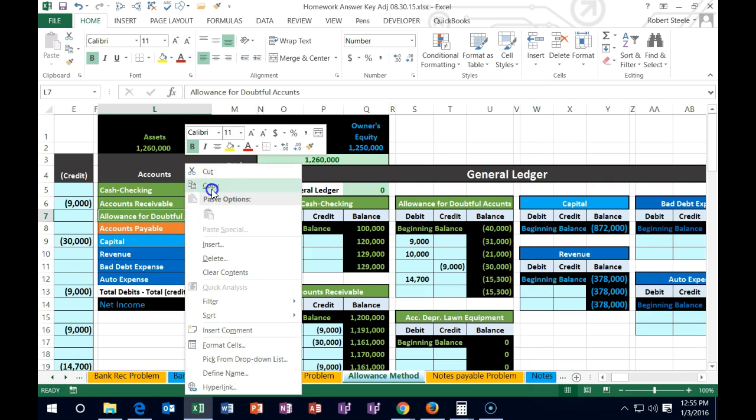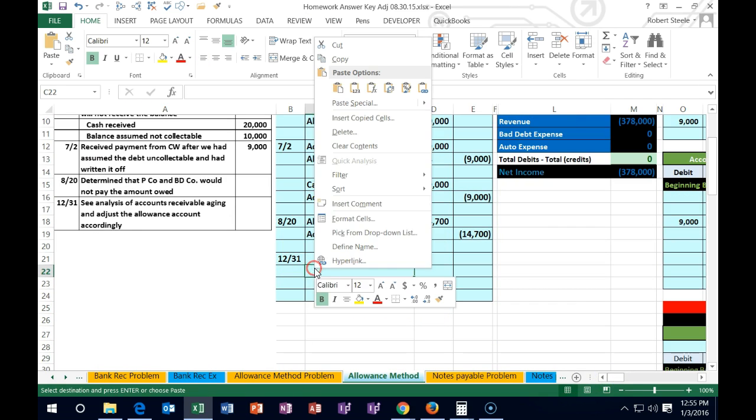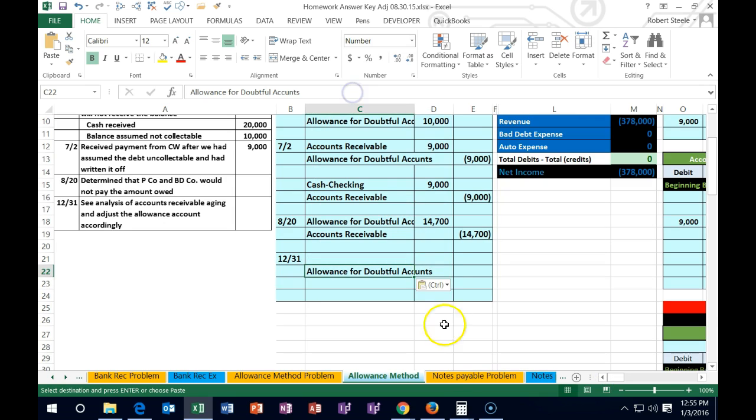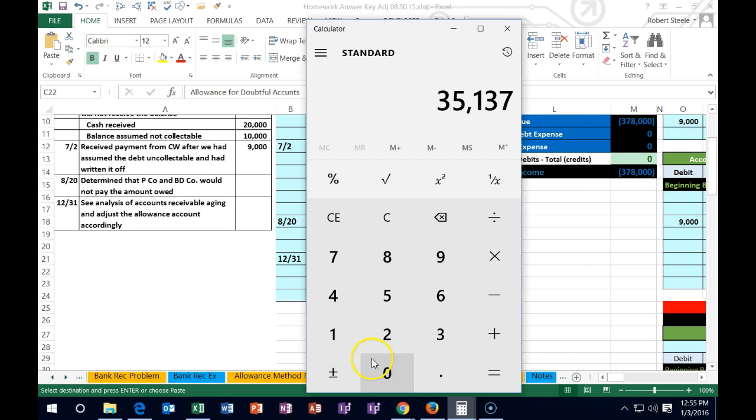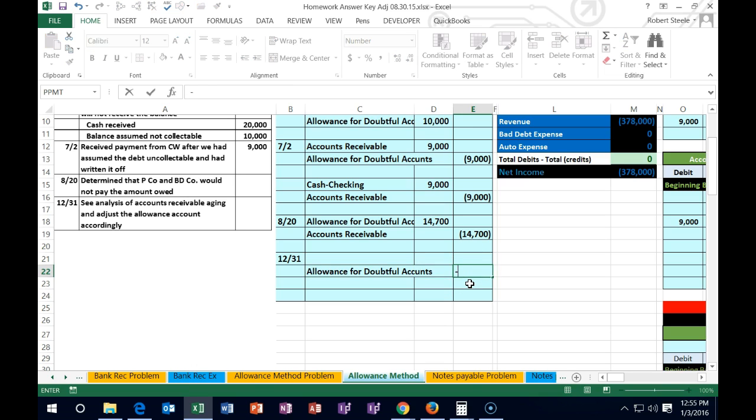So I'm going to copy the allowance, going to put that on the bottom. Here's the date. We're going to put it on the bottom, paste it 1, 2, 3, and the calculation that we have here, 35,137. So we're going to put that in credit, negative 35,137, and then we're going to have to debit the same amount, so 35,137.